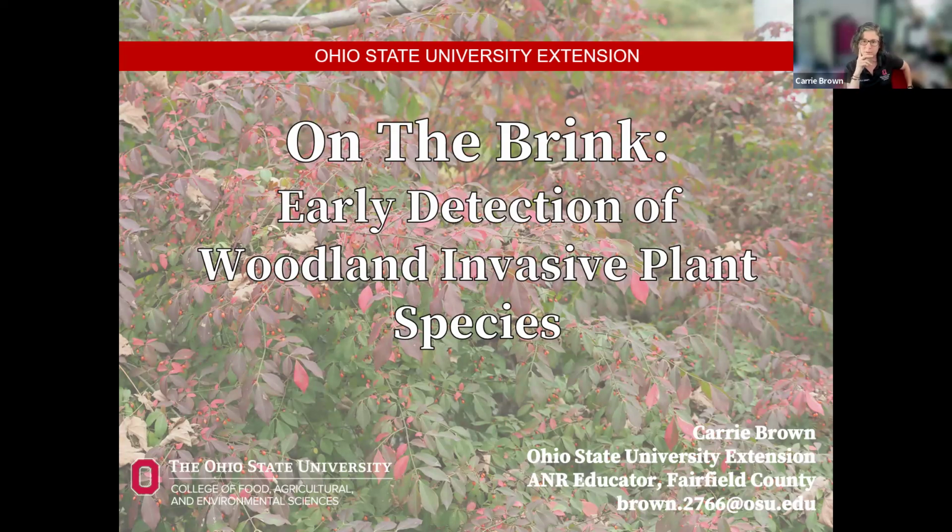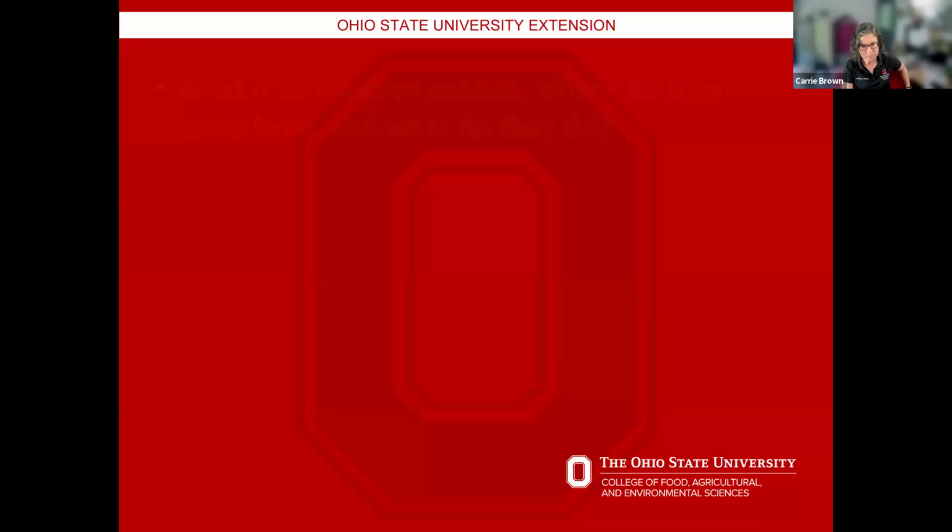We're going to talk about invasive species, specifically those that are not yet on the invasive species list, meaning they're not regulated by the state of Ohio. And we're going to talk about the early detection of those species and how we can start looking out for them now and noting their distribution.